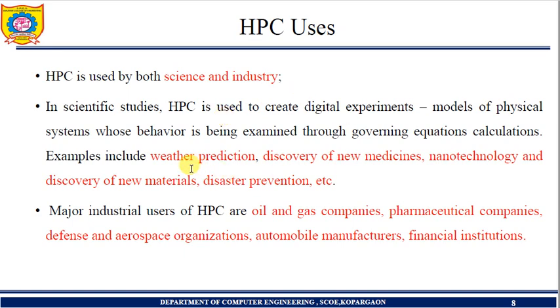Suppose we want to do some calculations, and performing this computation is very complex. To get the solution within a small time span, we need to use a high performance computing system. Then discovery of new medicines, nanotechnology, discovery of new materials, disaster prevention, etc. So in different areas, basically HPC is used. Then major industries which are using HPC are oil and gas companies, pharmaceutical companies, defense and aerospace organizations, automobile manufacturers, financial institutions, and many more.